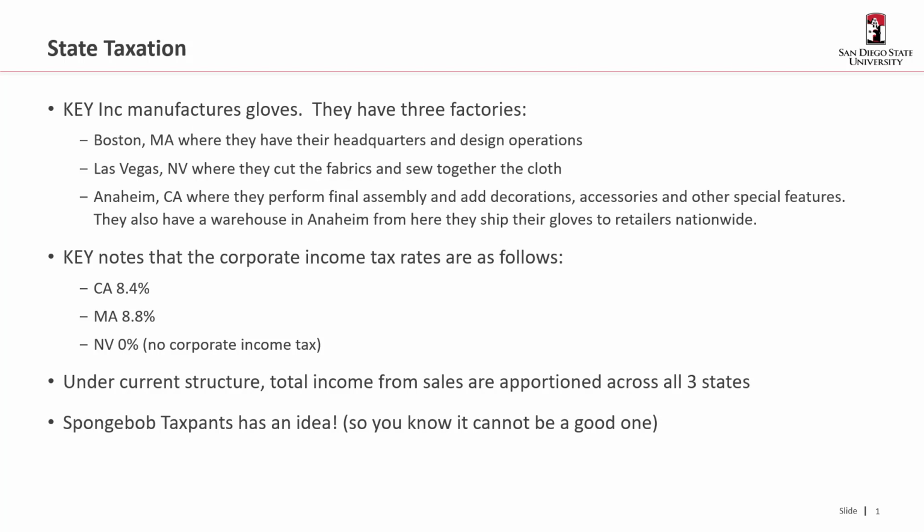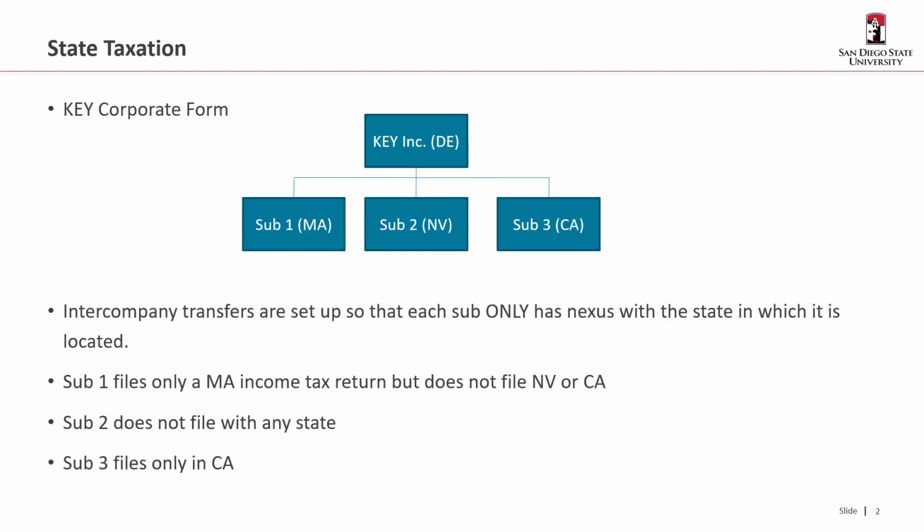However, our tax advisor, SpongeBob, decides he has an idea. We know from the beginning that this is not going to be a good idea, but we're going to walk through SpongeBob's thinking so we can understand how the unitary concept came to be. SpongeBob says, you know what, we're going to change the corporate form. We're going to be 4 different corporations. There's going to be KEY at the top, incorporated in Delaware, and then we're going to create 3 subsidiaries, one in Massachusetts, one in Nevada, and one in California.